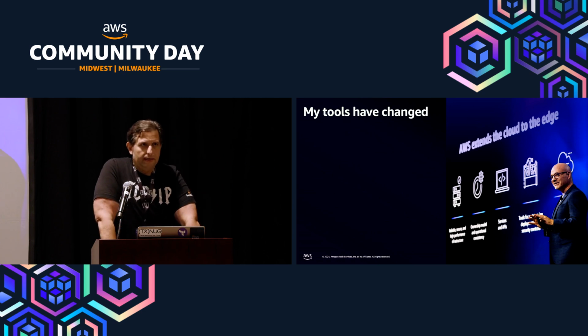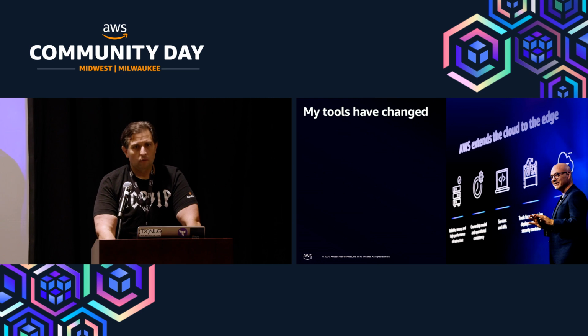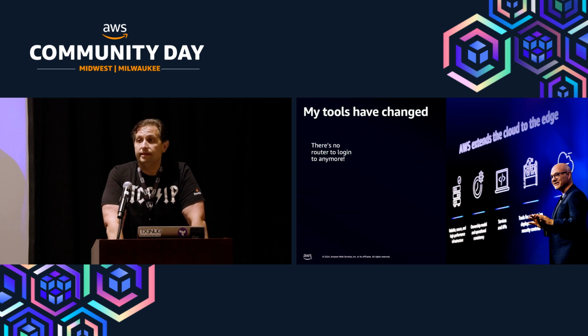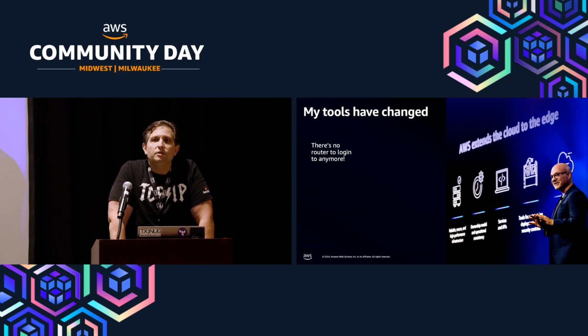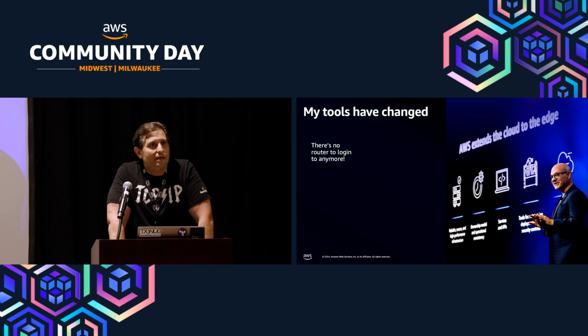So the tools I use to troubleshoot networking inside AWS are drastically different than what I would use if I was in a data center. What do I mean by that? So if I was in a data center and someone told me I was having a problem reaching a particular application, application A was having a hard time reaching application B, what would I do?